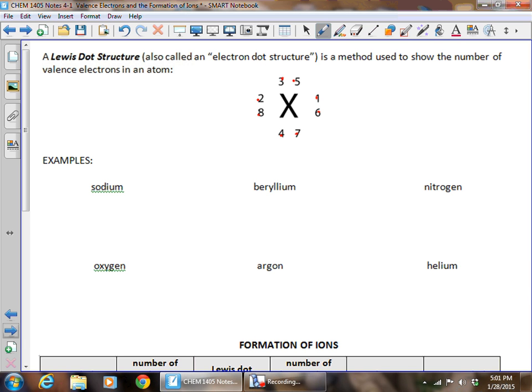Sodium, if you look, it's in group 1A, so it has 1 valence electron. And the way we would represent its Lewis dot structure is to put Na, its symbol, and then over in the 1 position for the first electron, we would put a dot to show its number of valence electrons. Beryllium is in group 2A, so it has 2 valence electrons. So when we write the Lewis dot structure for beryllium, we would write a dot in the 1 position, and then you can see up here in the 2 position is where we would put the other dot.